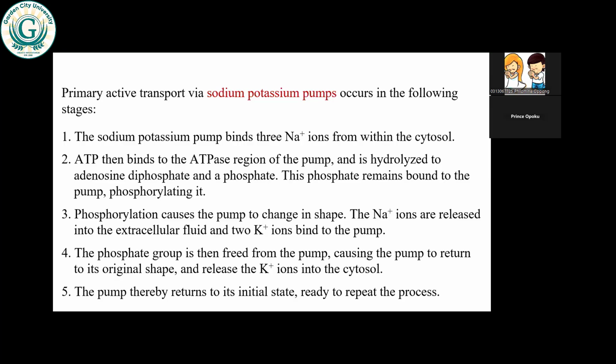Because sodium is really dominant outside, in the extracellular fluids, the sodium potassium pump helps to pump sodium out of the cell and potassium into the cell, to maintain the osmotic balance so that it doesn't lead to either shrinkage or swelling of the cell. The sodium potassium pump in the cell membrane helps to balance this equilibrium using the ATP mechanism.